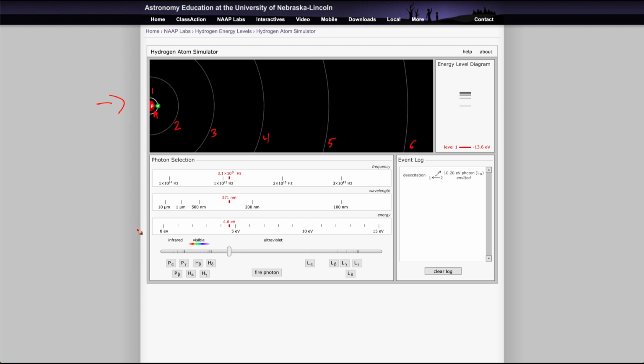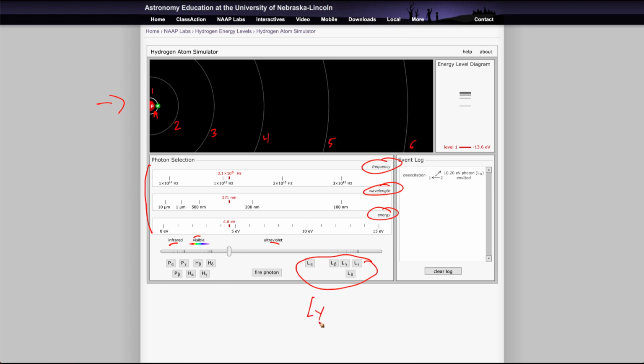Now, other things we can see in the simulator here are when you're selecting the photon you want to use, you can look, and this will tell you the frequency. The second graph shows the wavelength, and the third shows the energy of that photon. And there's a slider here showing infrared, visible, and ultraviolet photons. In addition, there are some pre-programmed photons for different series of hydrogen lines.